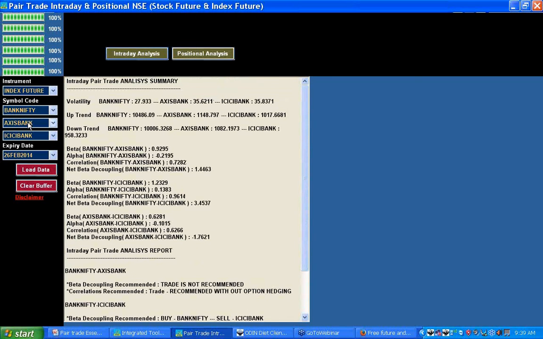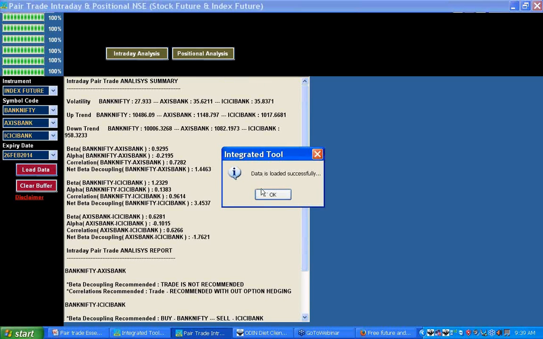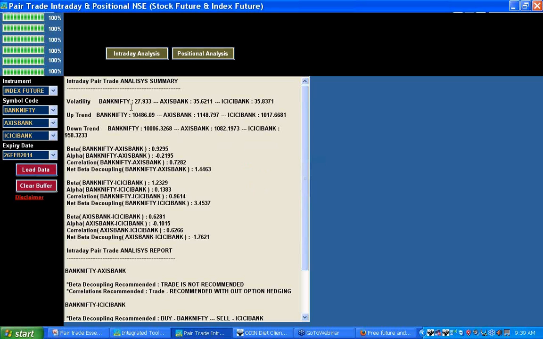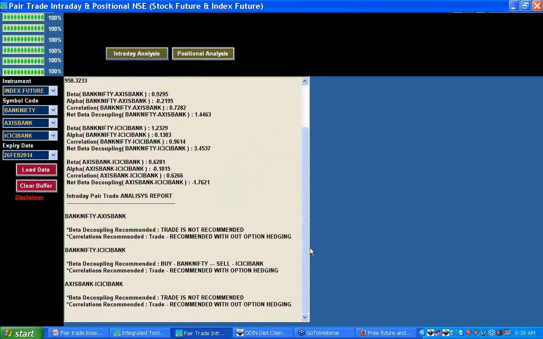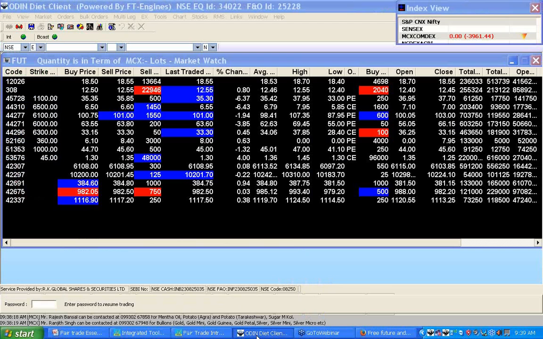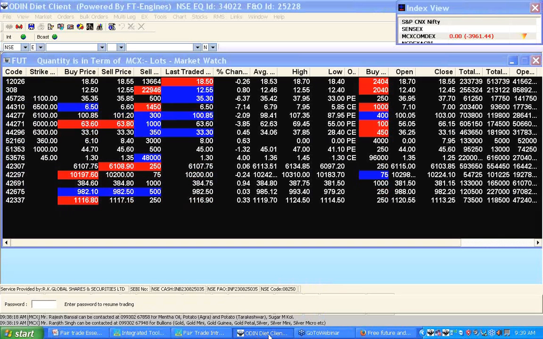So I have taken Bank Nifty, Axis Bank and ICICI Bank. It will be better if I load the data once again, and after that I'll do some intraday analysis. So let me load the data once again. Once this data is loaded, I will do some intraday analysis here. What it is telling me at this particular time is the buying of Bank Nifty and the selling of ICICI Bank. It is recommending me the buying of Bank Nifty and selling of ICICI Bank.